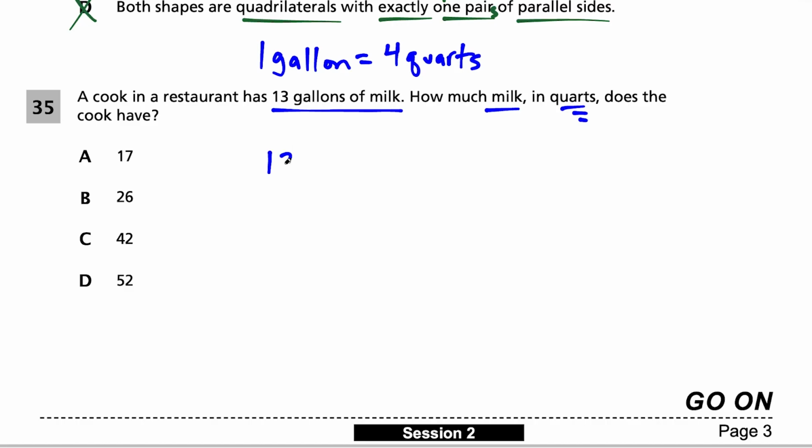So here I could just take 13 and multiply by 4, and that's going to tell us how many quarts we have. So 4 times 3 is 12. I carry the 1. 4 times 1 is 4 plus 1 is 5. So we would have 52 quarts.